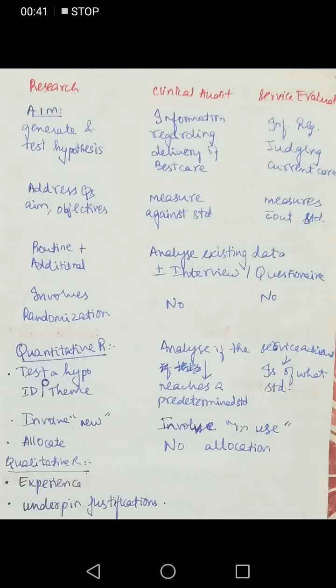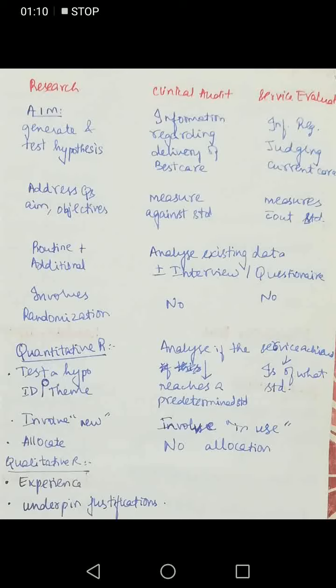We simply measure. For example, in clinical audit we say whether it is better or worse than the standard. In service evaluation it's just 1 centimeter, 2 centimeters, numerical values only. There is no standard. Research means routine care done along with additional information. Additional investigations are what we do in research.